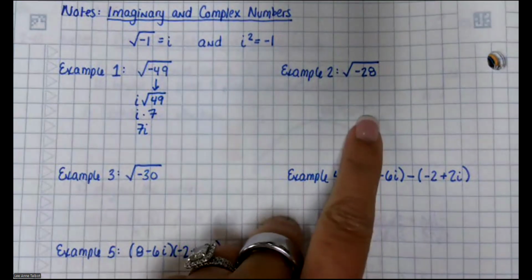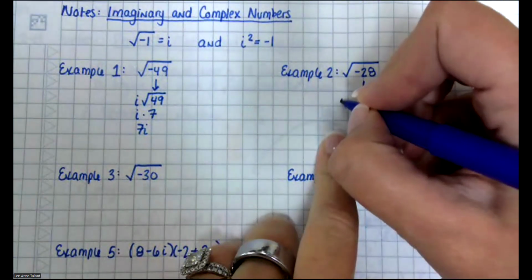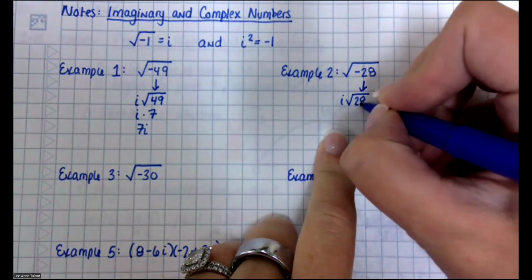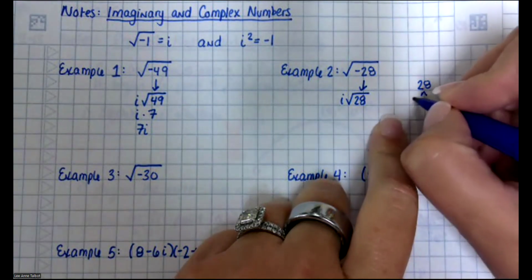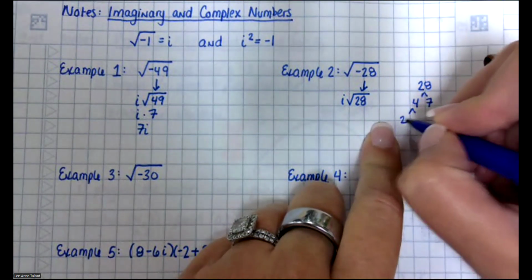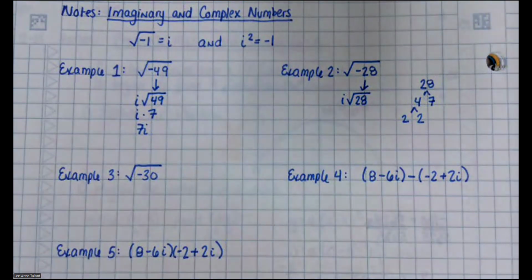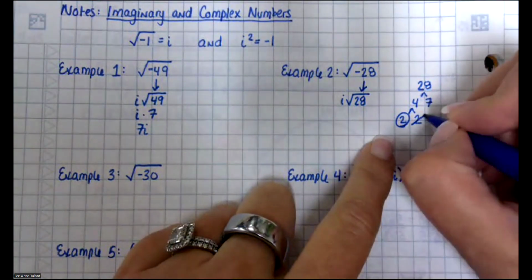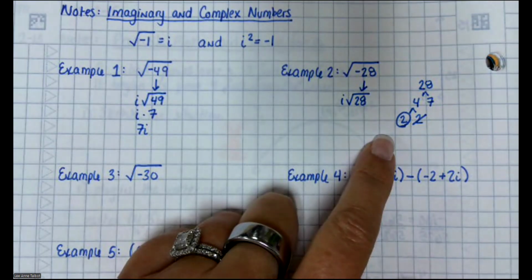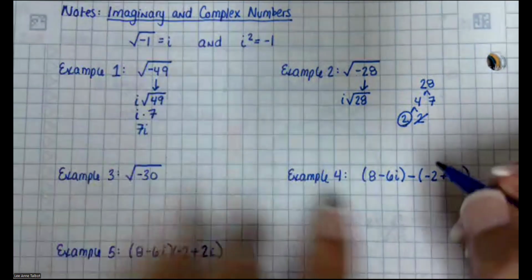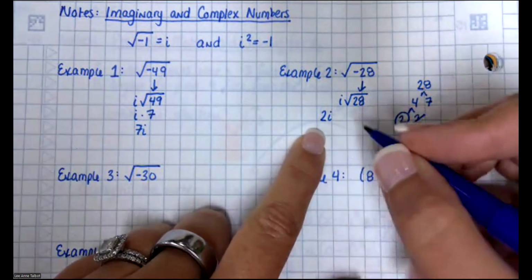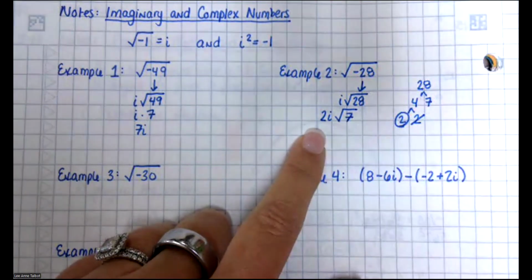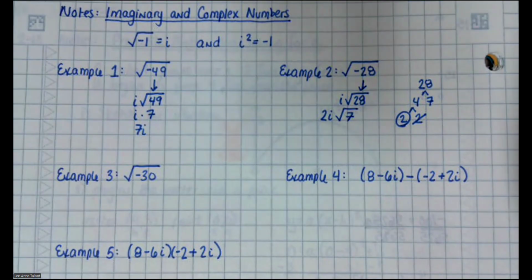Okay, 28 is not going to come out evenly. So first, I put i root 28. Then I come over here, 28 is 4 times 7, which is 2 times 2. Circle, cancel. The circled 2 comes out in the front and then the i, so 2i. And then the 7 stays inside, so 2i root 7.